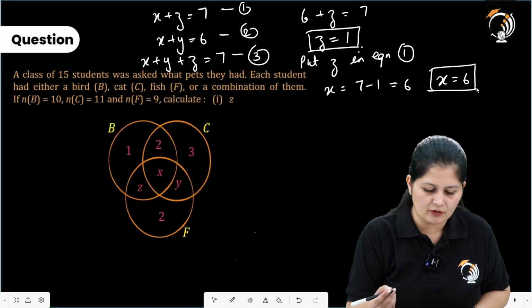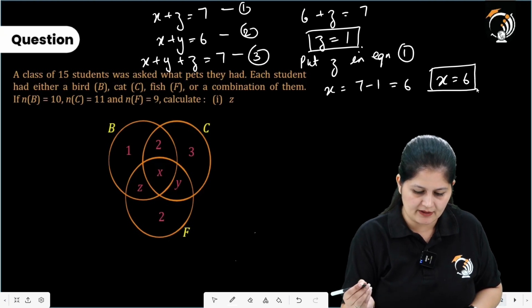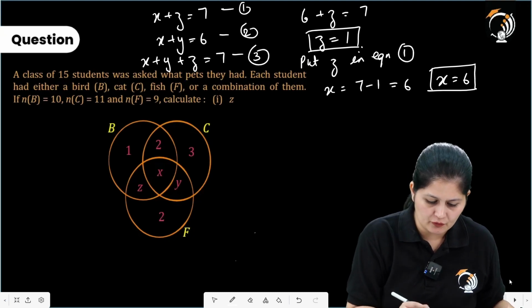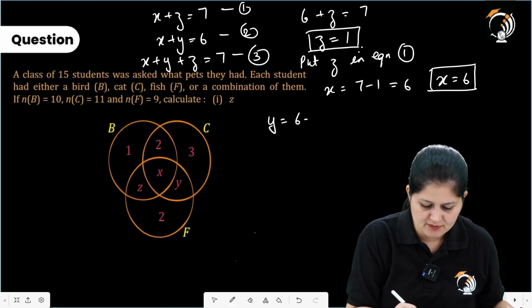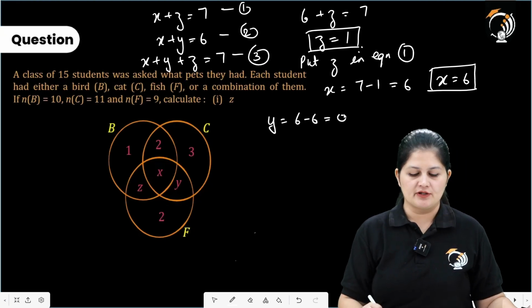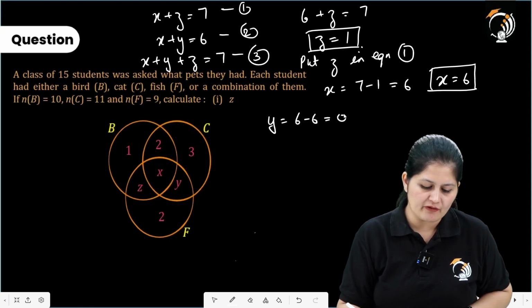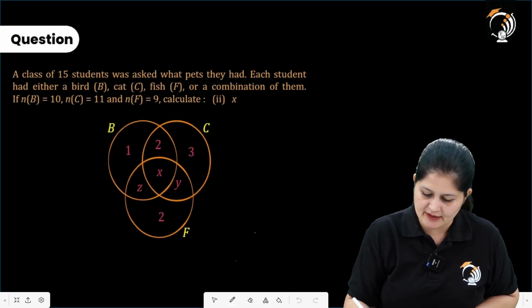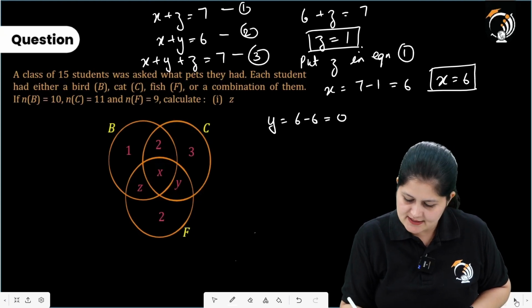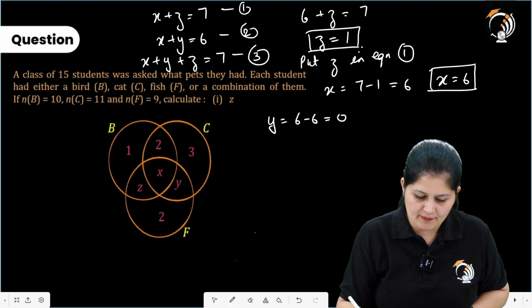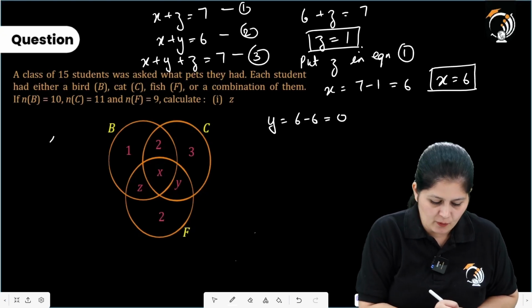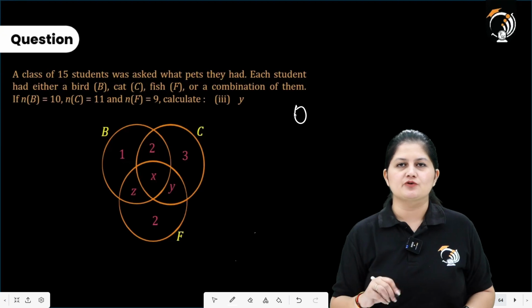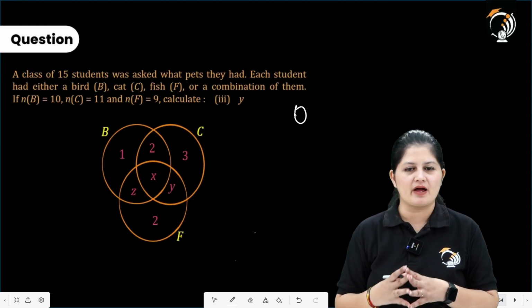Further, if I need to find the value of y, substituting the value of x in equation 2, we get y is equal to 6 minus 6, which is equal to 0 here. So these are going to be your respective values of x, y, and z. The value of x here is 6, the value of z here is 1, and the value of y here is coming out to be 0.